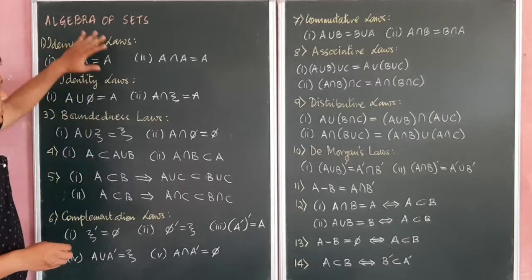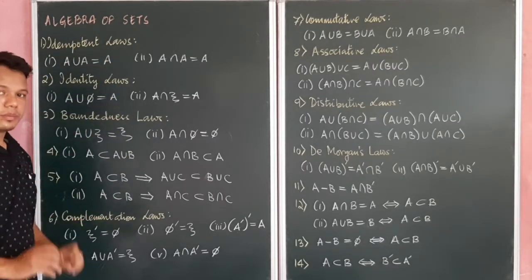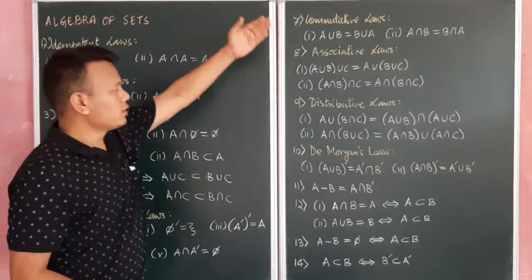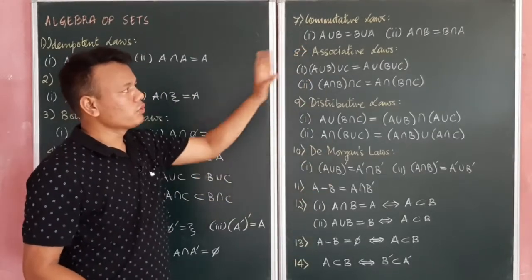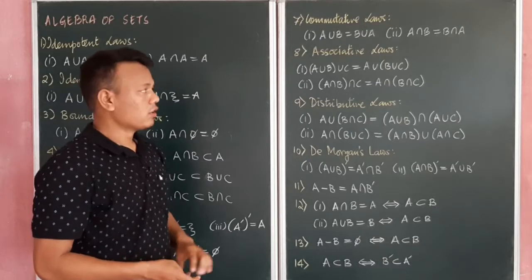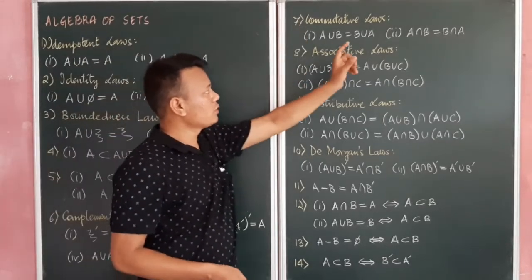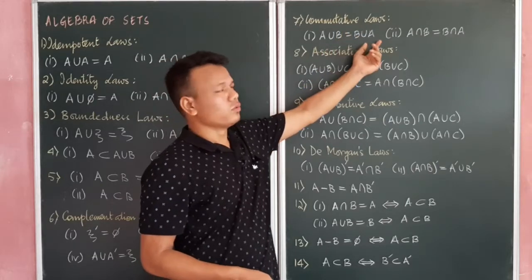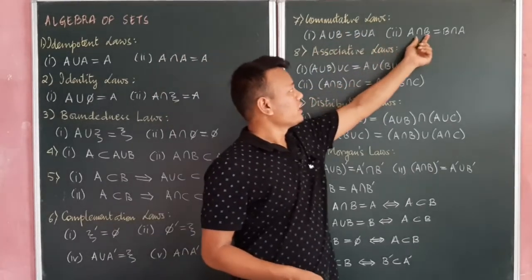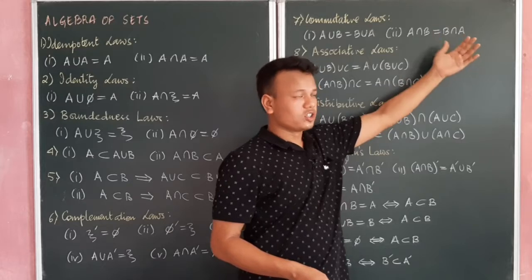Okay, so these are the laws whose proofs need not be done, but these are the very important ones for us, and we need to learn how to prove these laws as well. Alright, so we have the commutative law. The commutative law says just reverse the order. A union B will be equal to B union A. Alright, next is A intersection B will be equal to B intersection A.